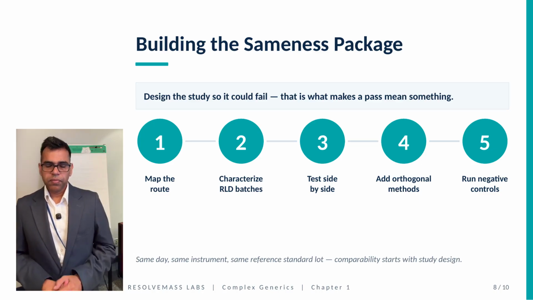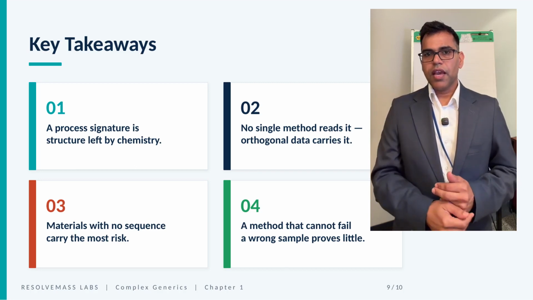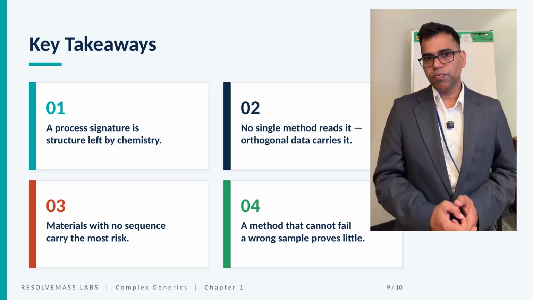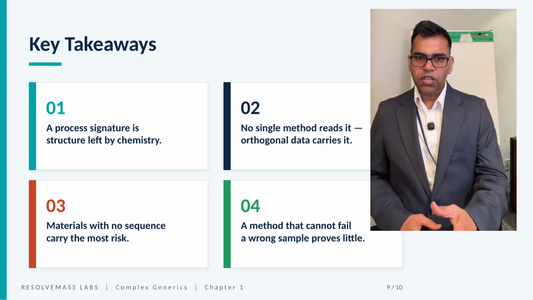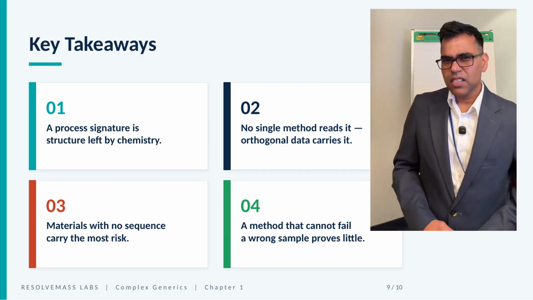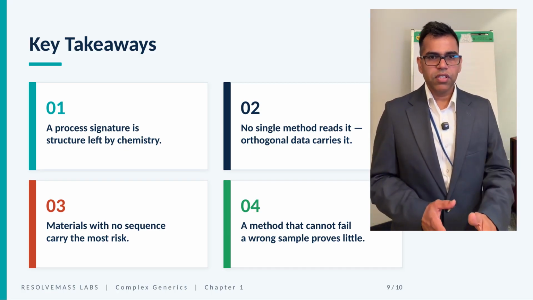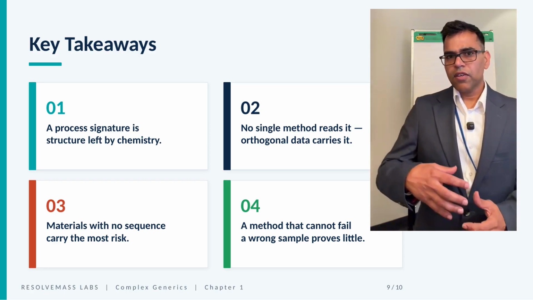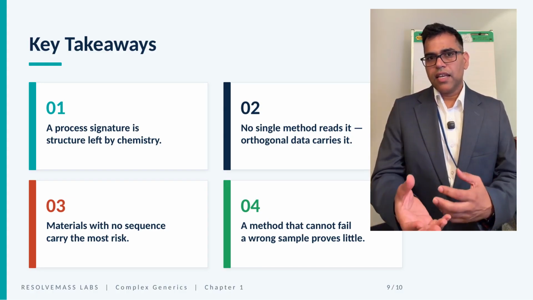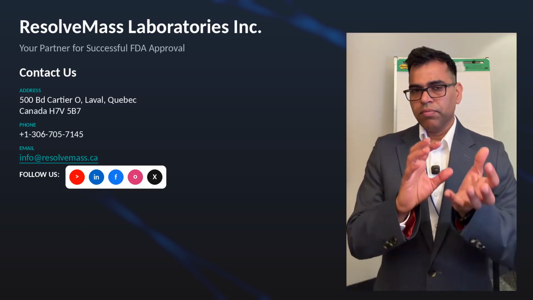Now, how do you build the package? Map the route first and write down which attribute each step can move. Characterize the reference product across multiple batches, not one. Run test and reference side by side, same day, same instrument, same reference standard lot. Add orthogonal methods, so no single technique carries the conclusion alone, and you have multiple data to compare and conclude an orthogonal approach.